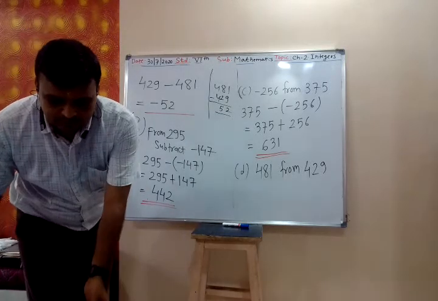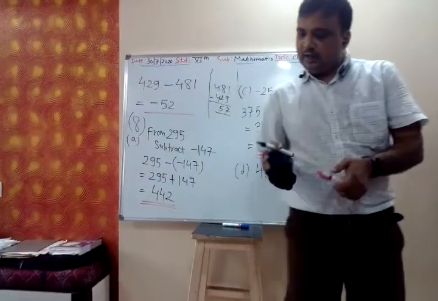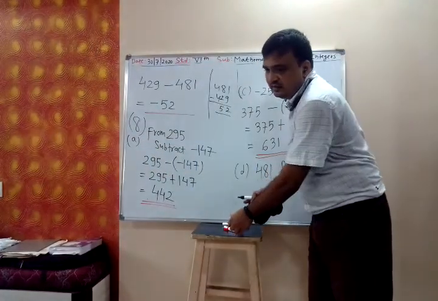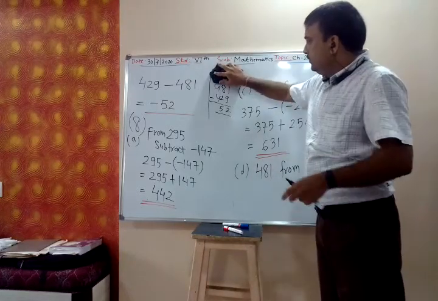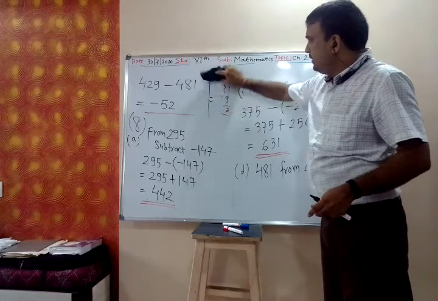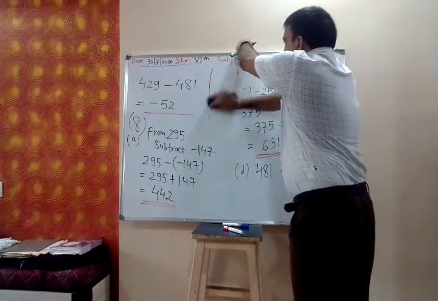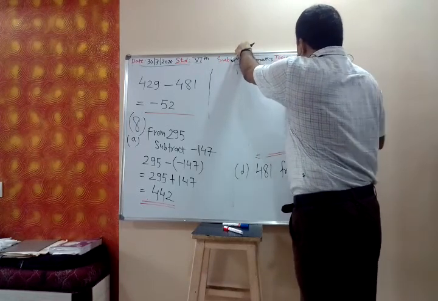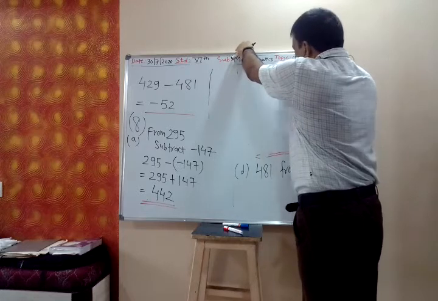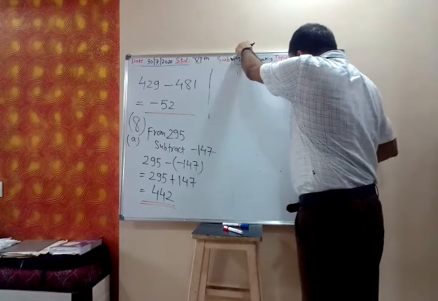Then next is from minus 116 subtract 61. From minus 116 subtract 61. Wait. From minus 116 subtract 61.